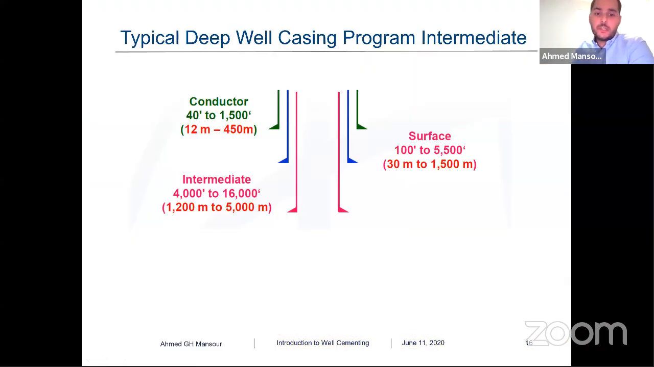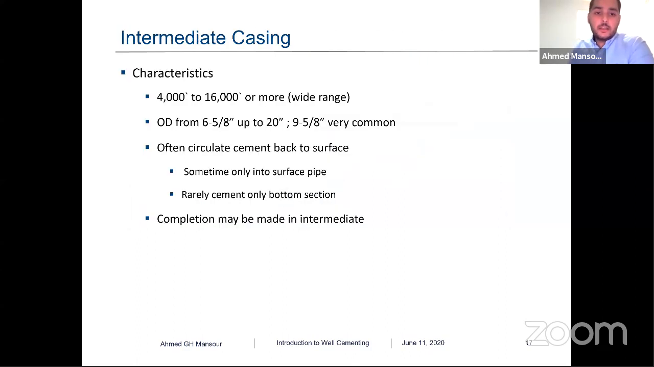Now let's move on to the intermediate. Intermediate is a string that has sizes from 6 5/8 to 20 inch. 9 5/8 is the most common size that we use. The depth is from 4,000 to 16,000 feet, so we're dealing with high temperature and pressure areas.